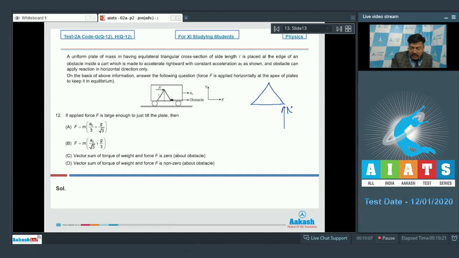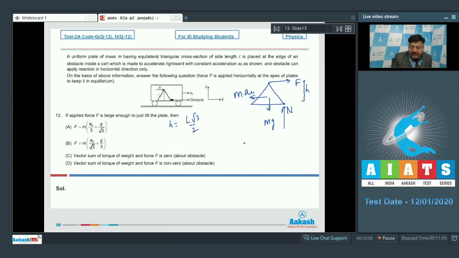So here is the total normal reaction, and here is F, and of course mg is acting through the center of mass, and ma0 is also acting through the center of mass, the pseudo force towards the left. And we can see that if I take torque about this point, this height h, we can find its value now. H is equal to L sin 60, or L root 3 by 2.